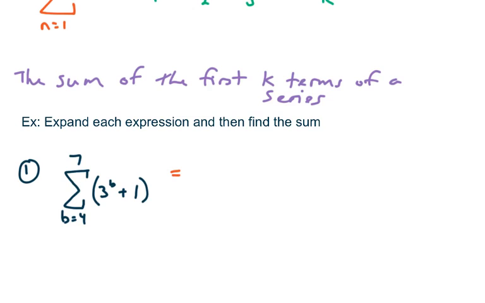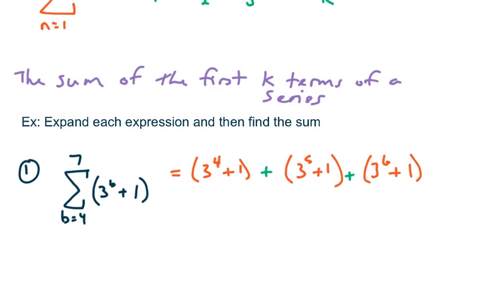So I'm going to use 2 lines here. We're starting with 4, so we're going to have 3 to the 4th, because b is our variable, and we're going to start with 4. So 3 to the 4th plus 1, plus 3 to the 5th plus 1, plus 3 to the 6th plus 1, and then the last one, plus 3 to the 7th plus 1. The reason we're stopping at 3 to the 7th is because we're stopping with the 7th term. So we're starting with the 4th term.